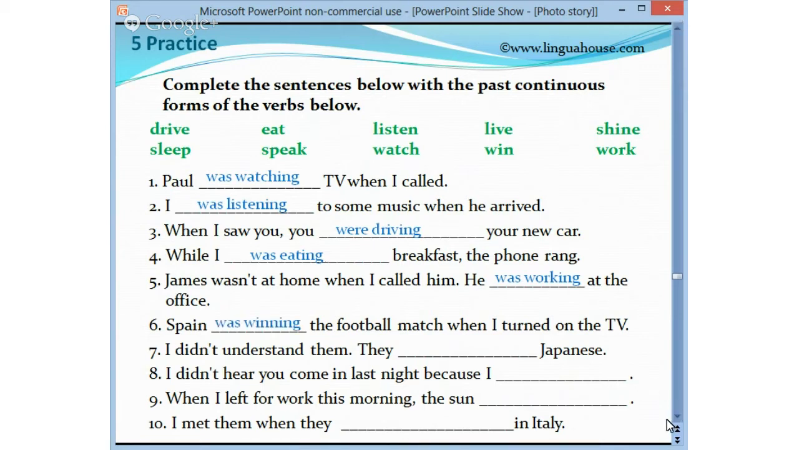Okay, Ricardo, number seven. I didn't understand them. They was speaking Japanese. Okay, what was this? Say it again. They were. Yes. Good. Remember, when you have a they, you have to use were. Okay. Good. All right. Ruby, number eight.